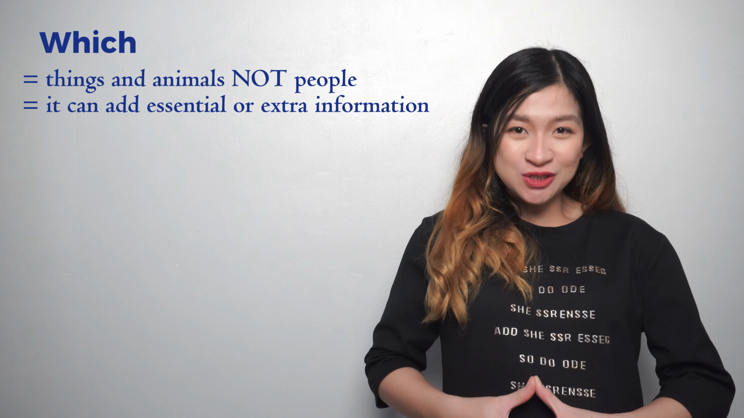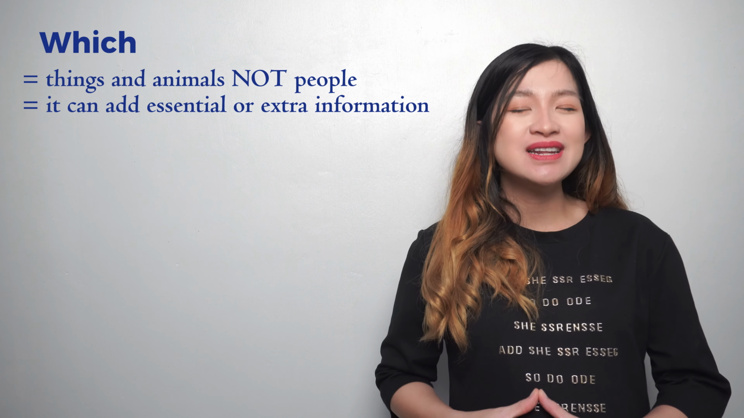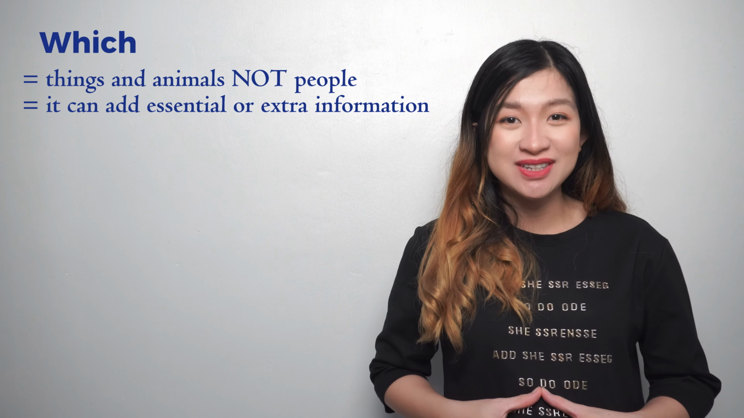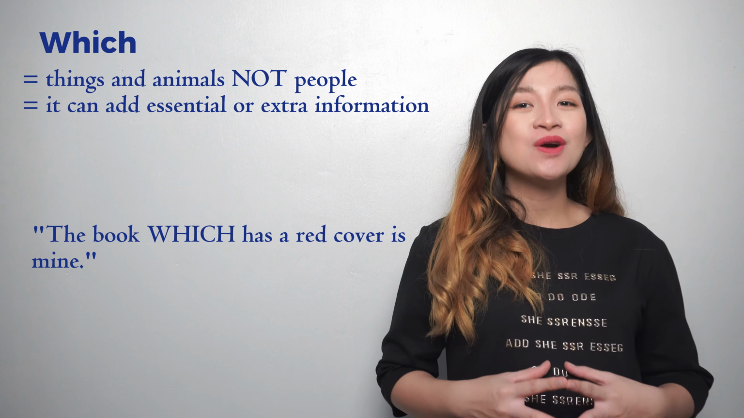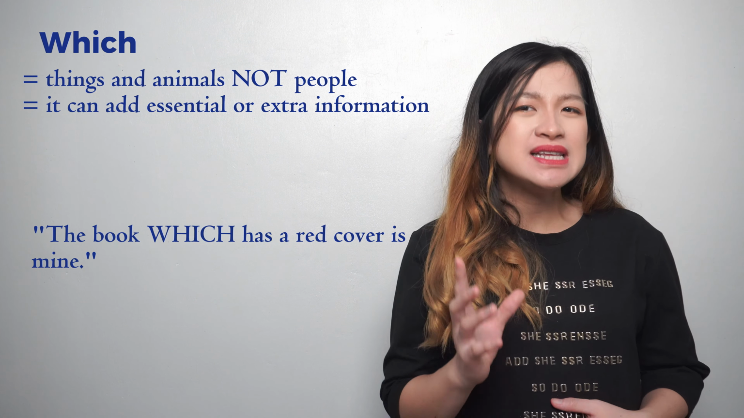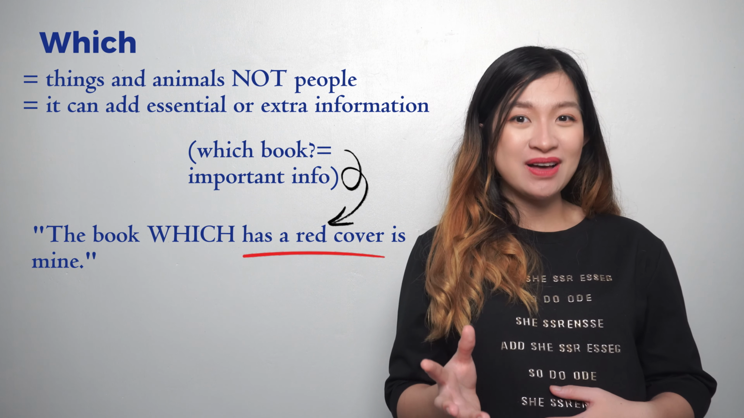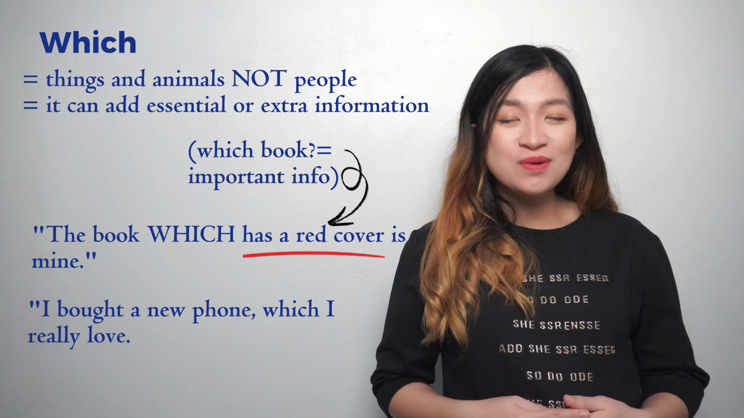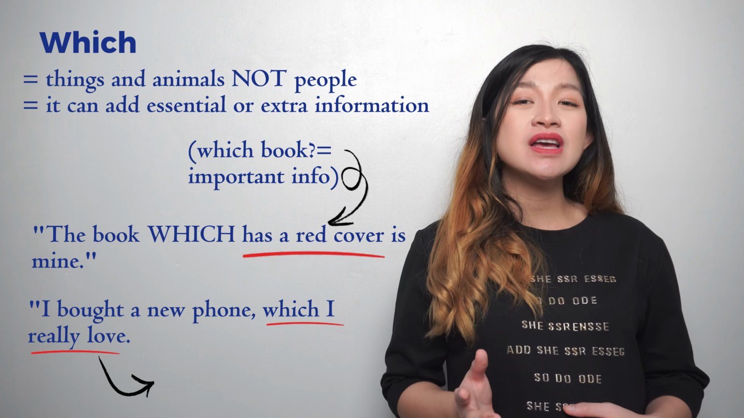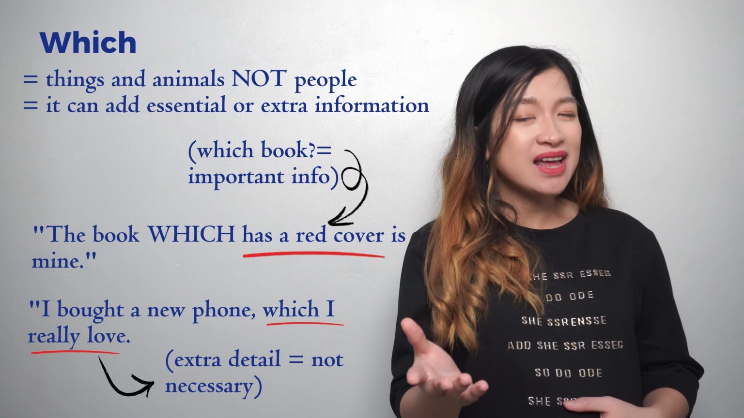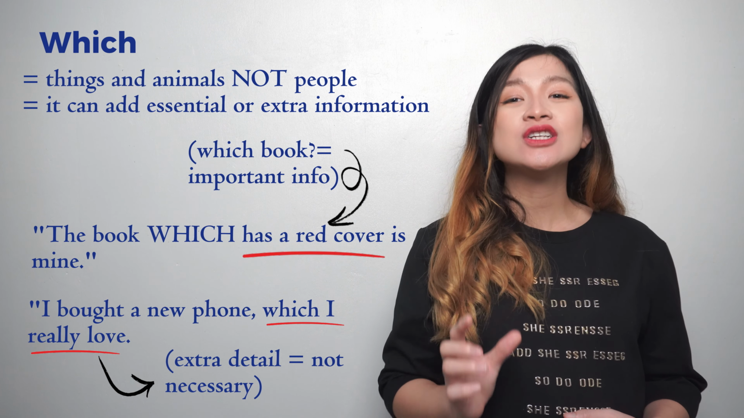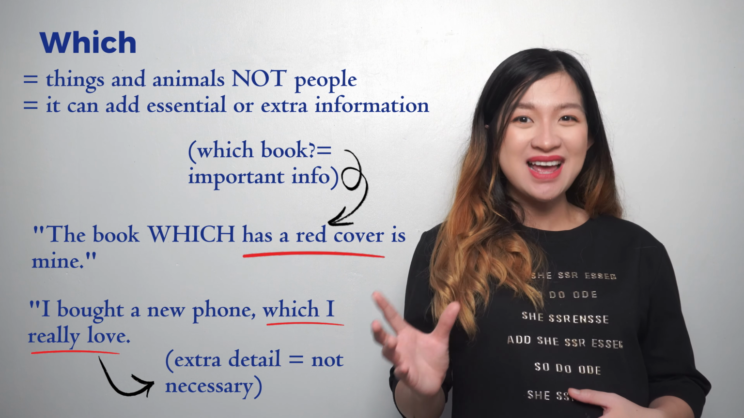Which. Which refers to things or animals, not people. It can add essential or extra information. Example, the book which has a red cover is mine. Here, we're identifying which book we're talking about. I bought a new phone, which I really love. The part after the comma is just giving us more detail. It's not necessary to understand which phone. That comma actually changes the meaning quite a lot.